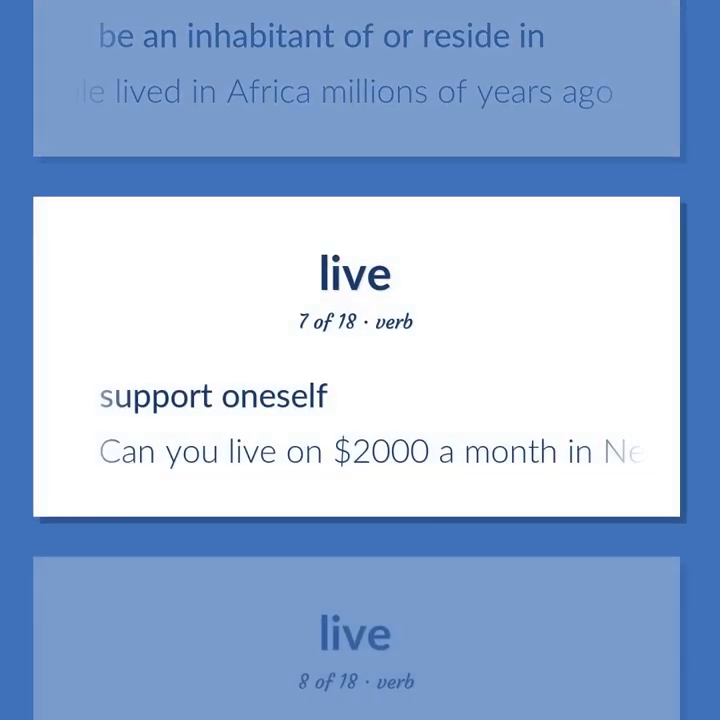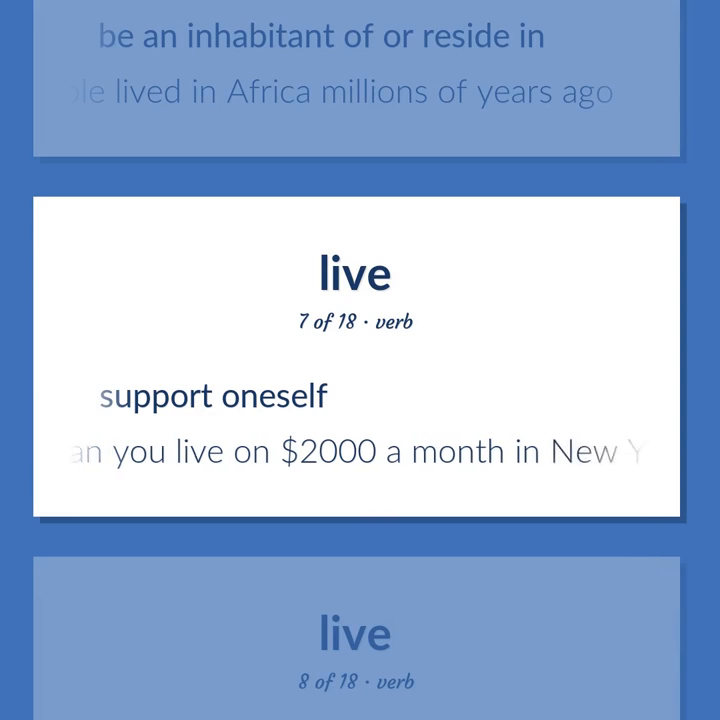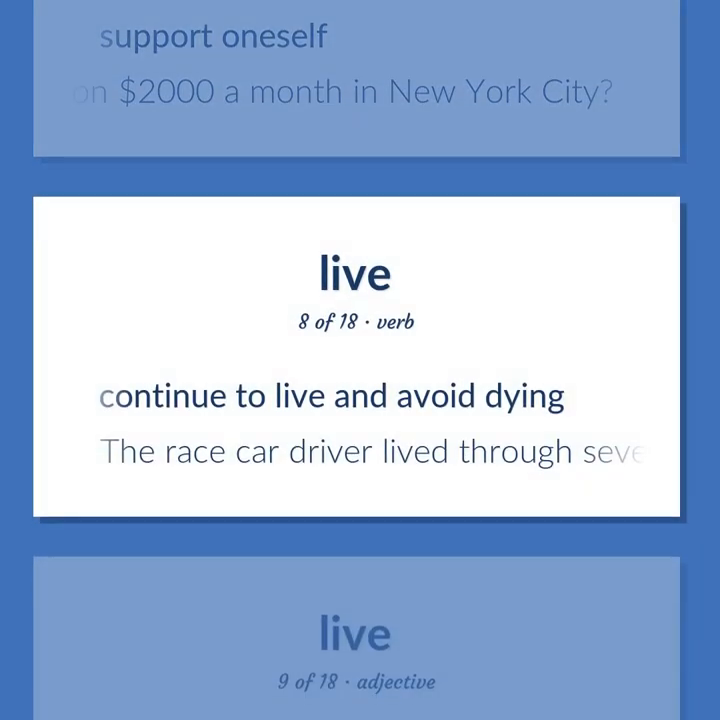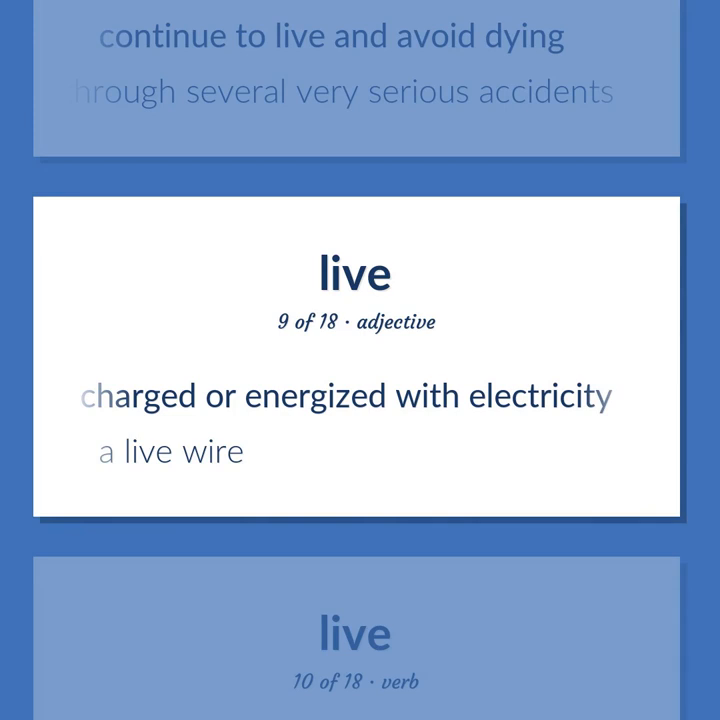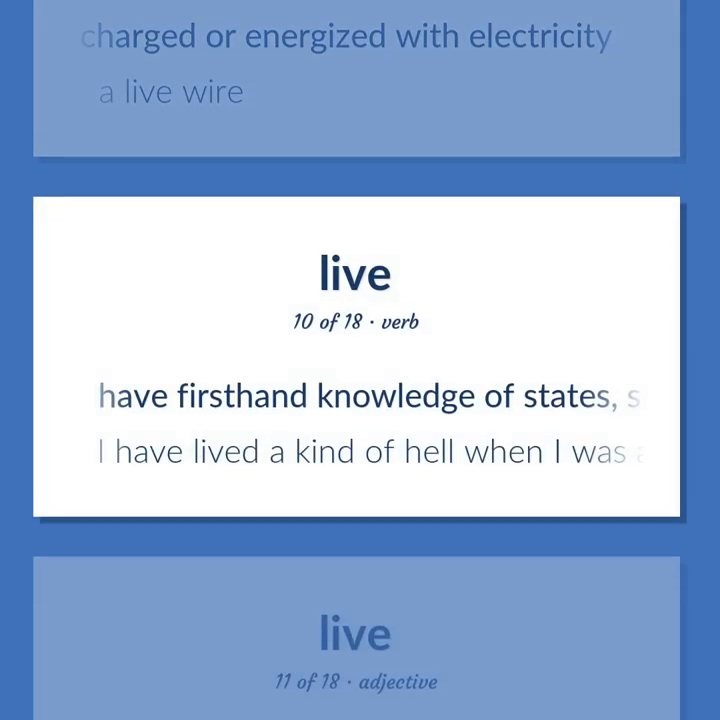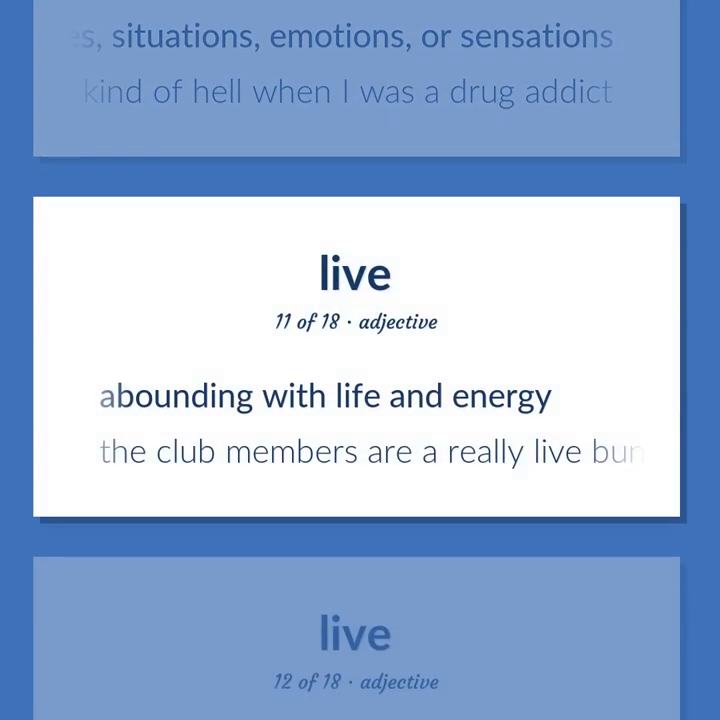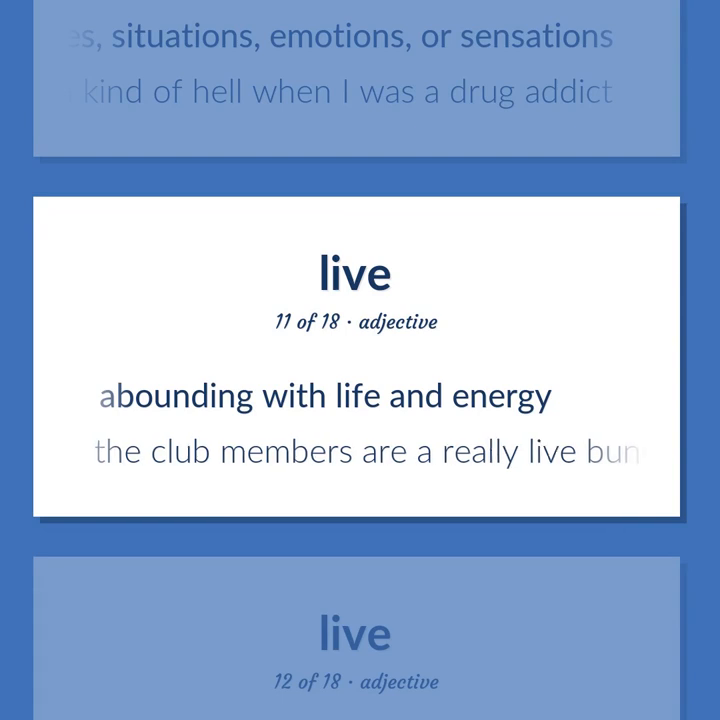Support oneself. Can you live on $2,000 a month in New York City? Continue to live and avoid dying. The race car driver lived through several very serious accidents. Charged or energized with electricity. A live wire. Have first-hand knowledge of states, situations, emotions, or sensations. I have lived a kind of hell when I was a drug addict. Abounding with life and energy. The club members are a really live bunch.